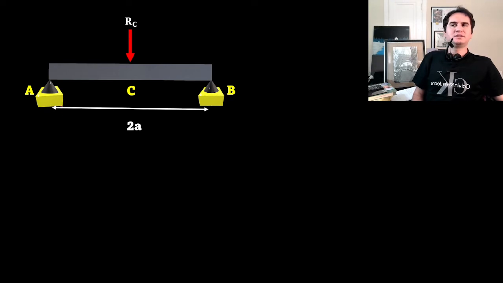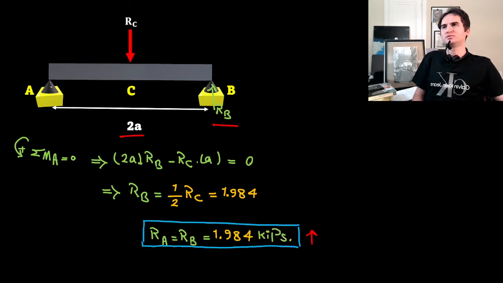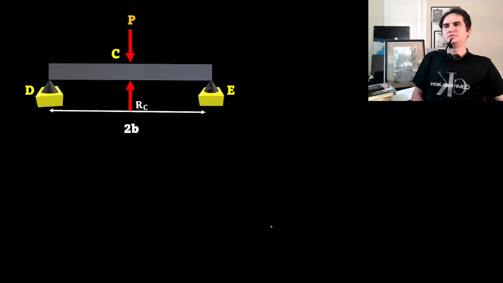For calculating the reactions of beam AB, the summation of moments about point A gives us 2A times RB minus RC times A equals 0. This gives RB equal to half of RC, and that's 1.98 kilopounds. Due to symmetry, RA is equal to RB, and that's 1.984 kilopounds upward.